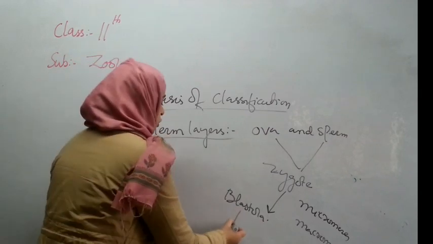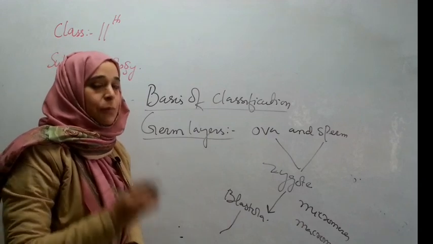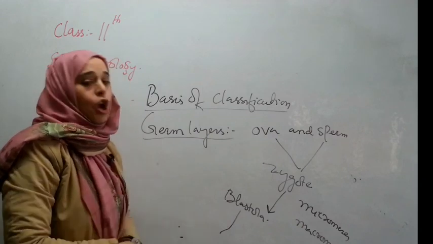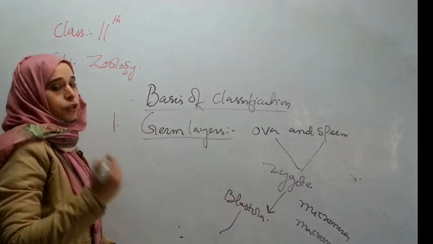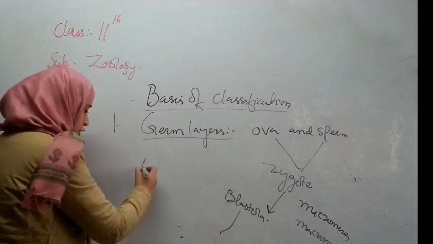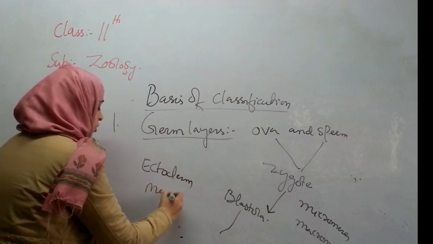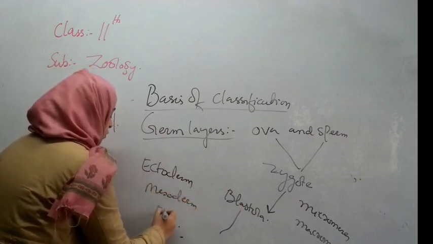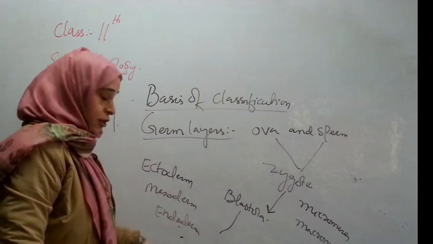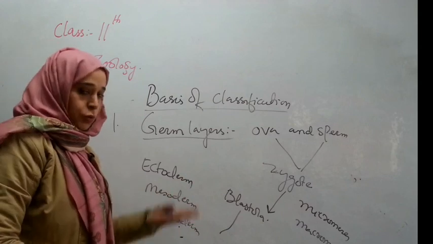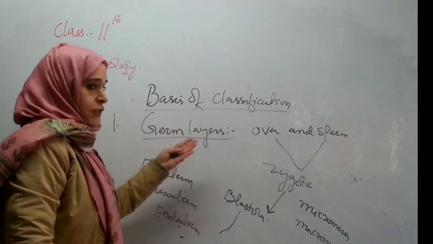Then after the formation of these two types of cells, they show morphogenetic movement, that means a genetically controlled morphological movement of cells, particularly the macromeres, takes place and results in the formation of three important germ layers. Those germ layers are ectoderm, mesoderm, and endoderm. Now, on the basis of whether all three are present, or one is present, or two are present, we have the classification of animals.